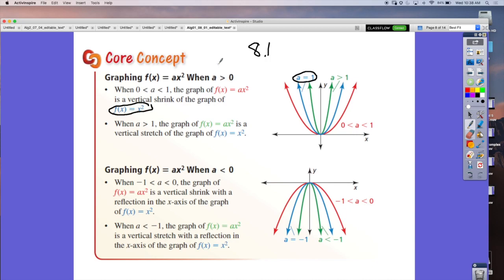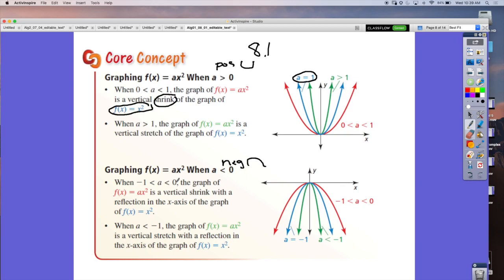Now, when A is positive, what did we say it does? Okay, it faces up. When A is negative, what happens? Okay, it faces down. Now, when A is a fraction, so when it's between 0 and 1, what is it? Shrink. It's a shrink. So it's this red one right here. This is the shrink.